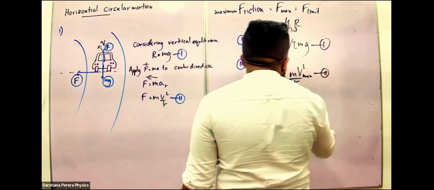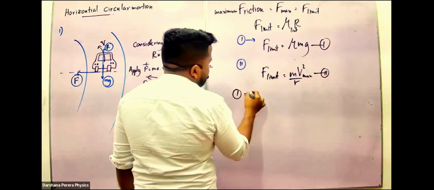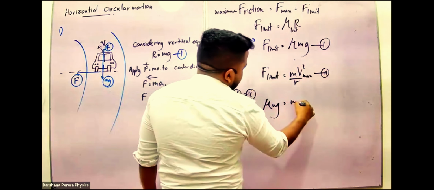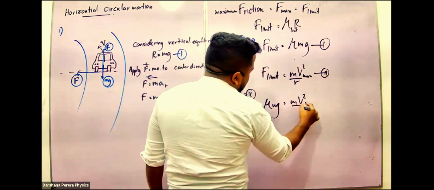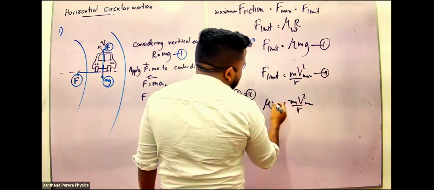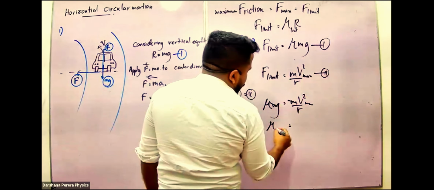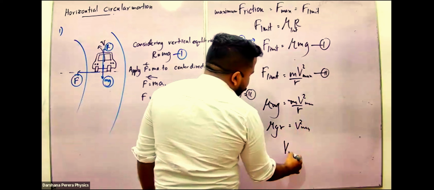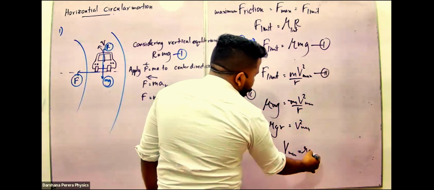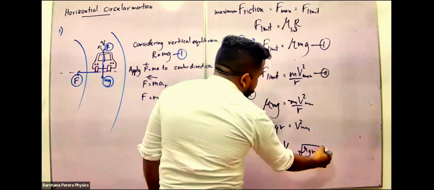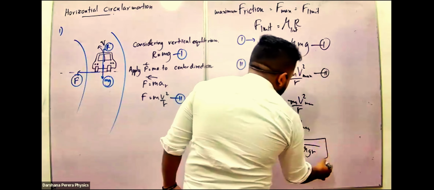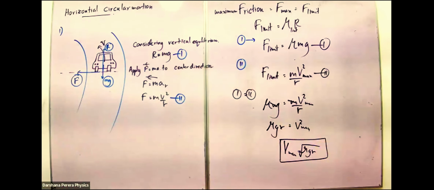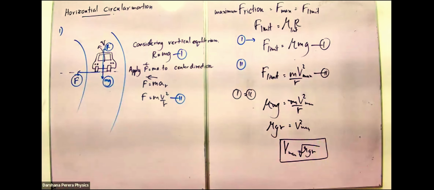This is number 1, this is number 2. 1 equals 2. We can get mu mg equals m v square max over r. So v square max equals mu g r. V max equals the root of mu g r. This is the equation. Okay? Write it down.